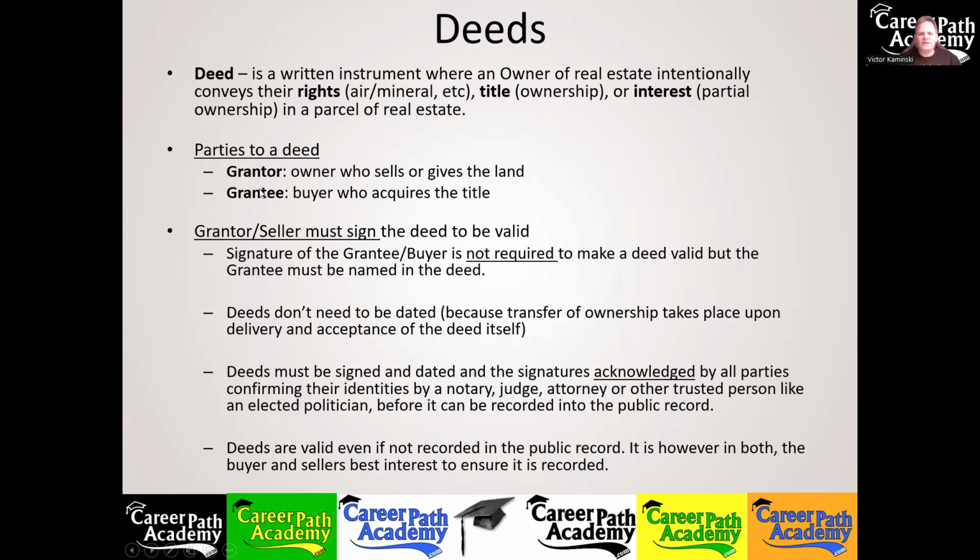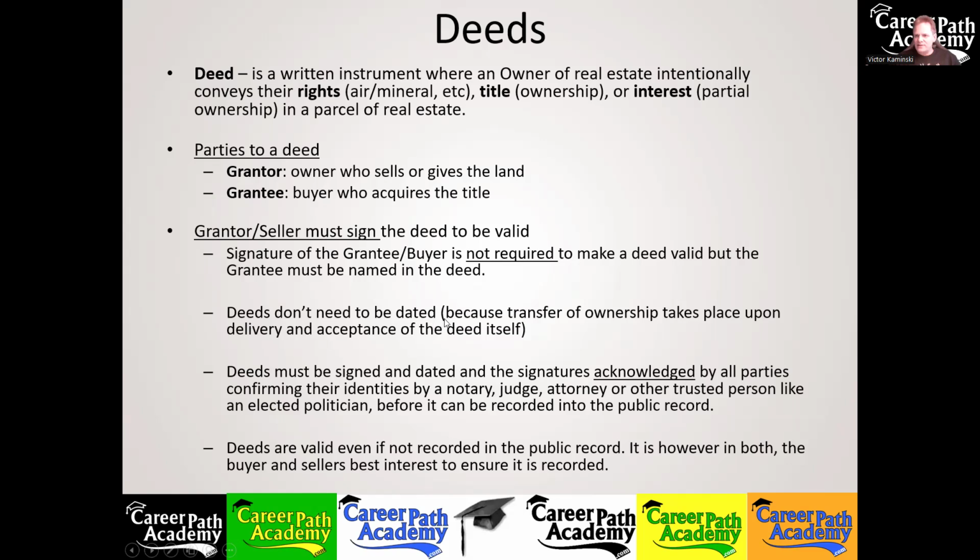Parties to the deed are the grantor, that's the seller. They're granting their ownership to somebody, and the grantee, the one who's receiving it. The grantor has to sign the deed in order for it to be valid, and it has to name the buyer, the grantee, in that deed with reasonable certainty so that they can be readily identified.